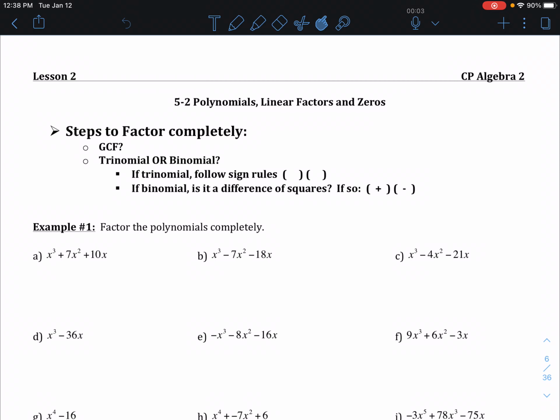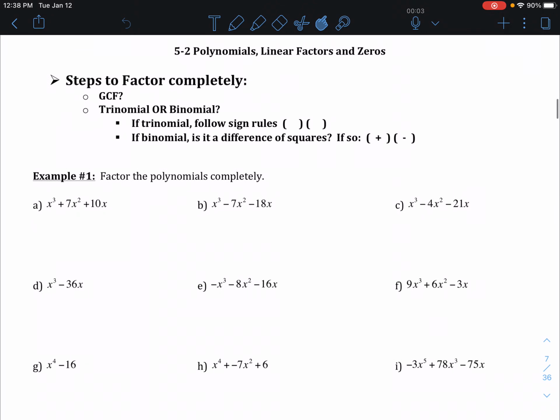So remember the steps to factor completely. We always look out for GCF first. Then we look if it's a trinomial or binomial. If it's a trinomial, we've got to follow our sign rules, whether it's plus, plus, minus, minus, or plus, minus. So you'll see me review those today. If it's a binomial, it may be a difference of squares. If it is, remember the signs for that are plus, minus.